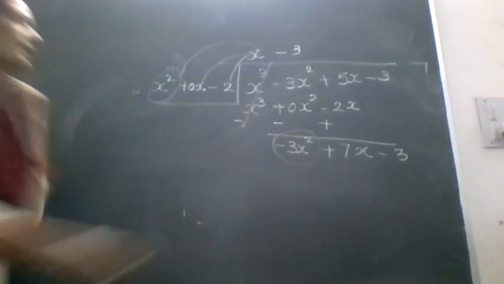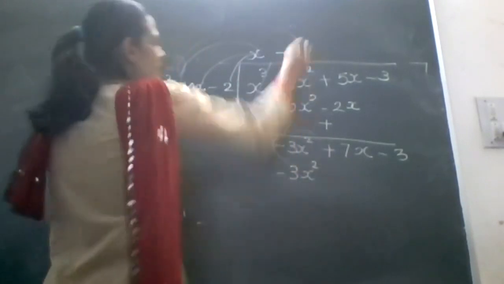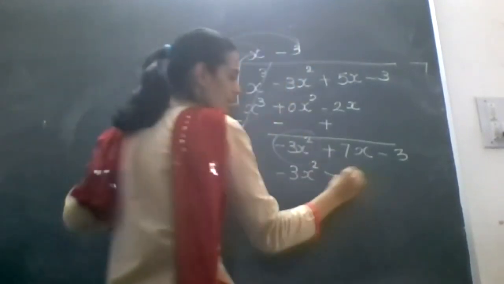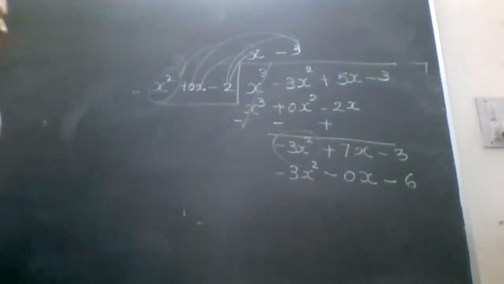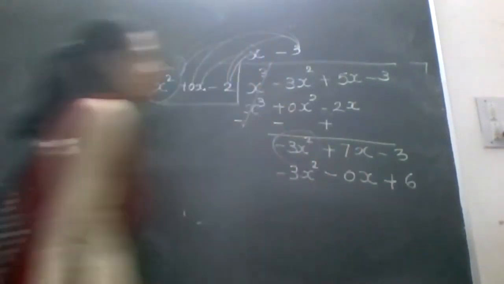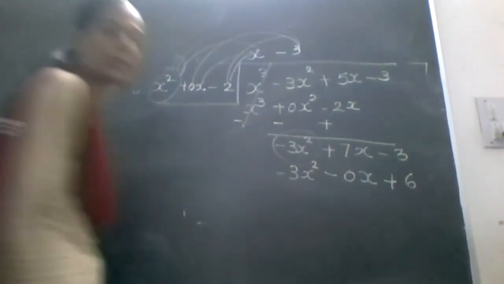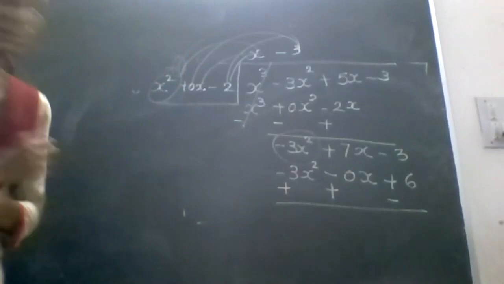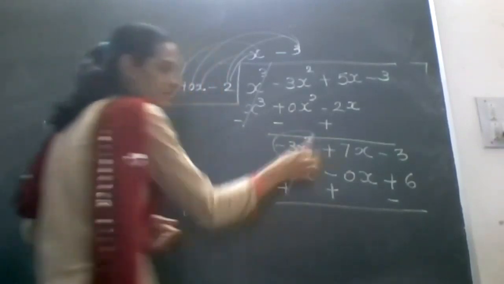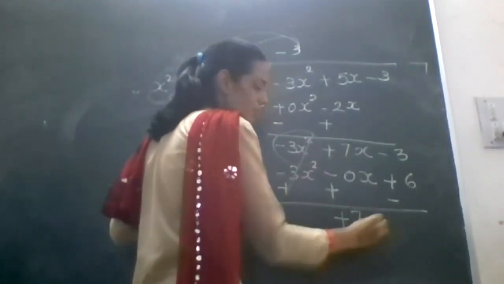Okay. Now this number you have to multiply with all these terms. What will become? Minus 3x square. 3 into 0x will become minus 0x only. And 3 into 2 will become minus 6, or rather plus 6 after the sign change. Okay. Now change the sign, plus and minus. Right? So this will cancel out. Minus 3x square and plus 3x square will cancel out. So plus 7x remains, plus 7x only.